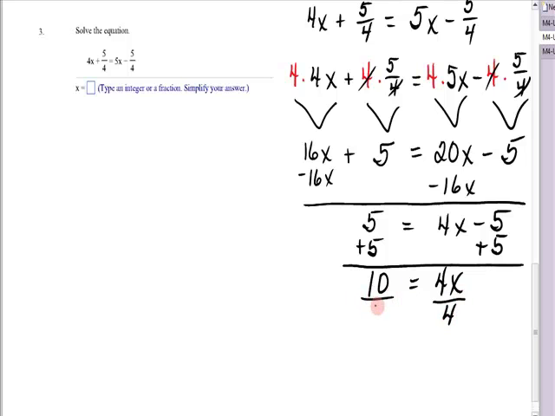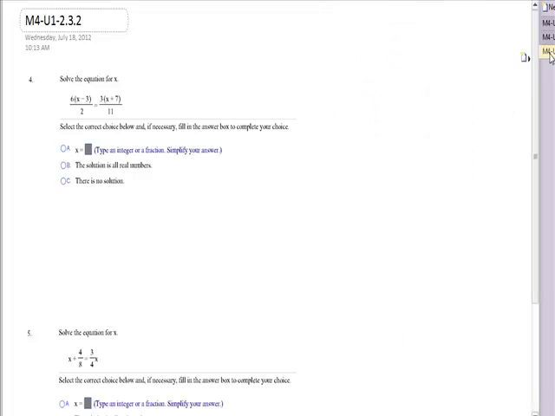Divide by 4. 4 doesn't go into 10 evenly, but it does reduce. 2 goes into the top 5 times, 2 goes into the bottom 2 times, and that's x. So it would be 5 over 2, and you would have to use the little fraction tool to enter that. Let's look at a few more.